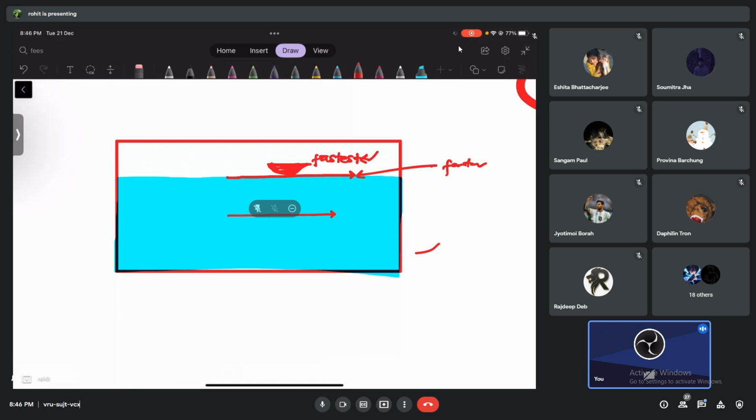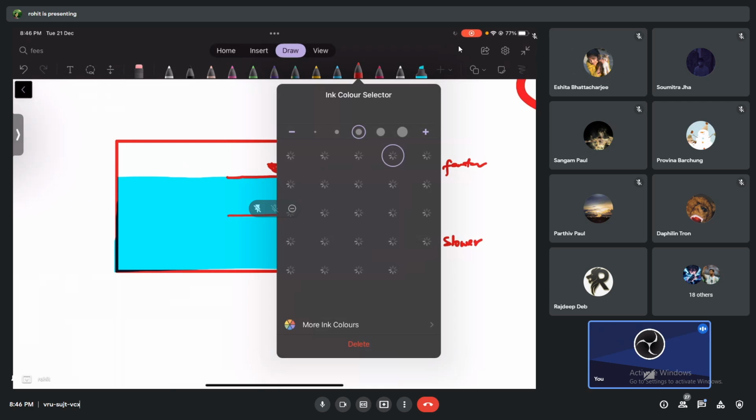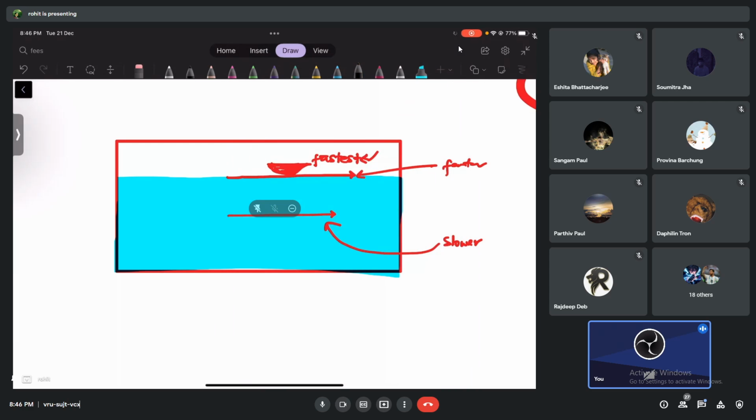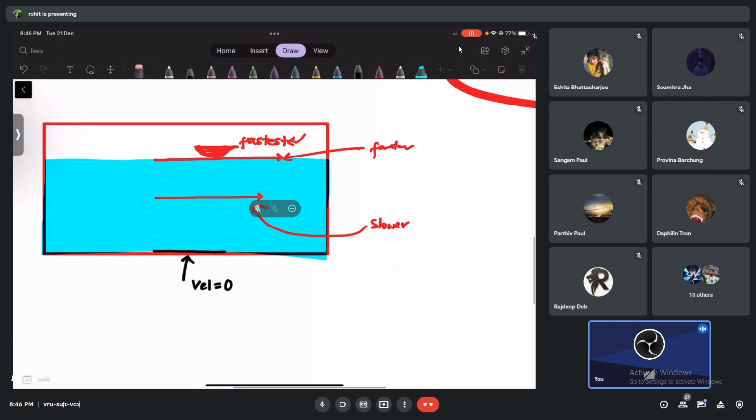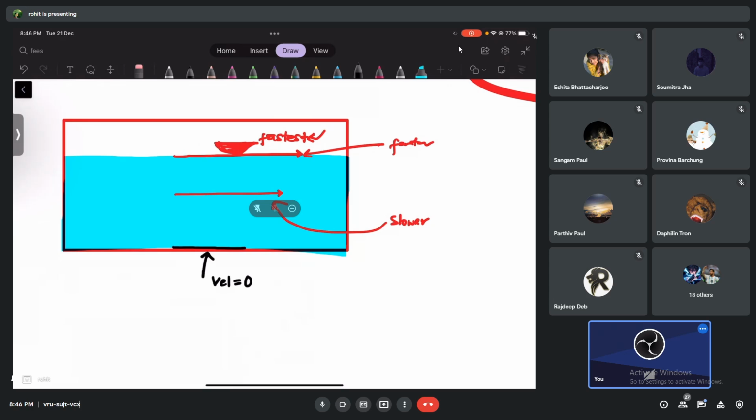What about the layer here, guys? Does it move at the same speed or slower? Slower. That is what I was talking about. And the layer just above the solid contact does not have any speed. The velocity of this layer is equal to 0. Are you clear with this scenario, this idea? Yes, sir.